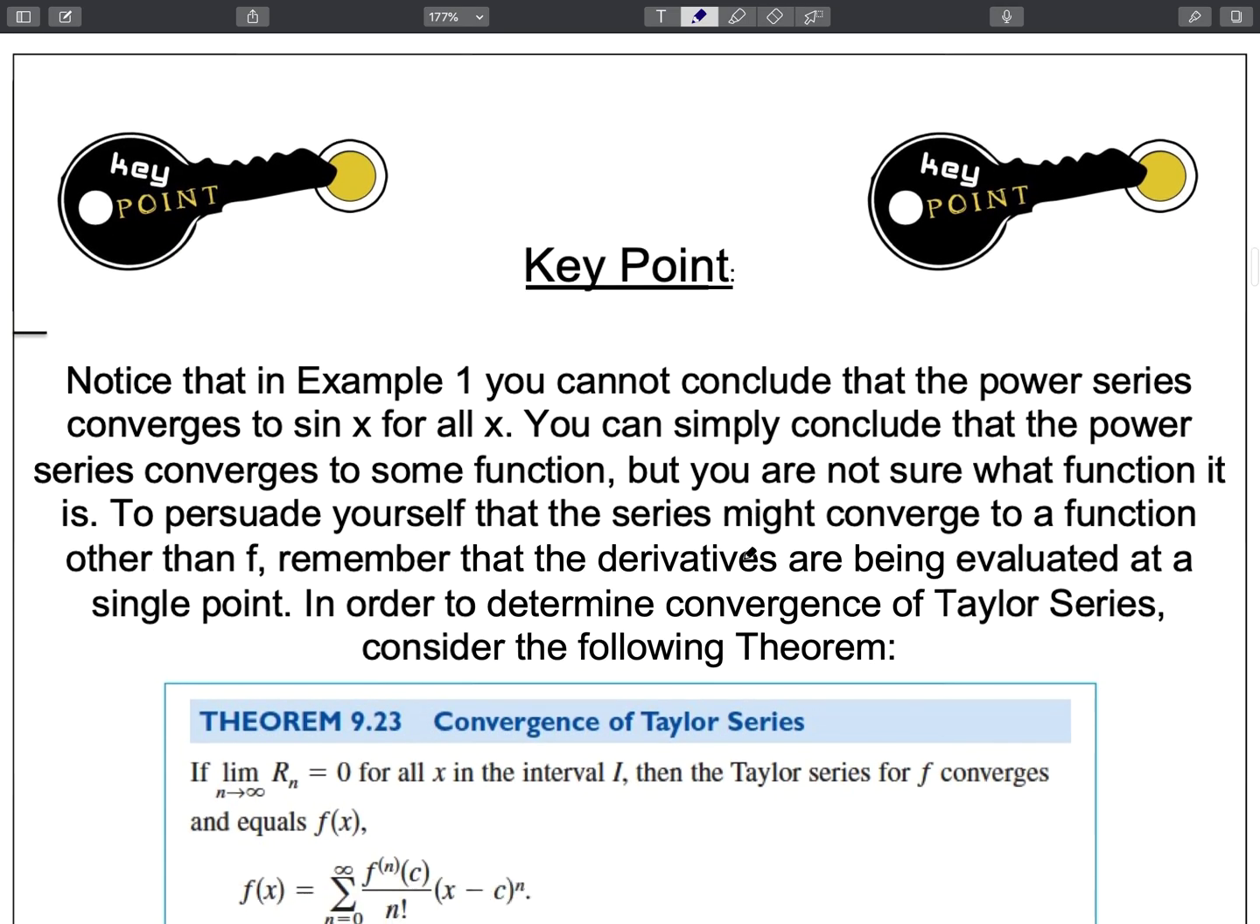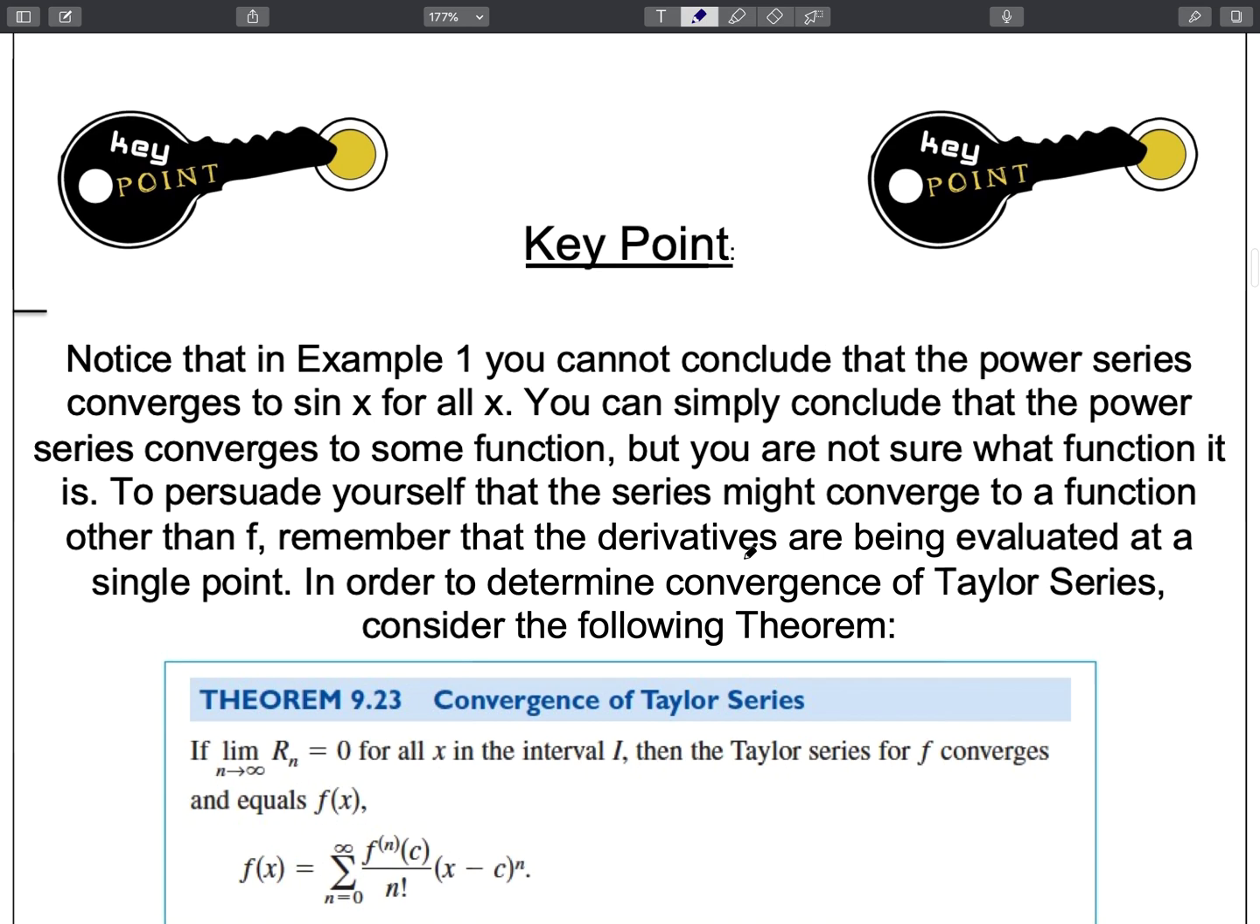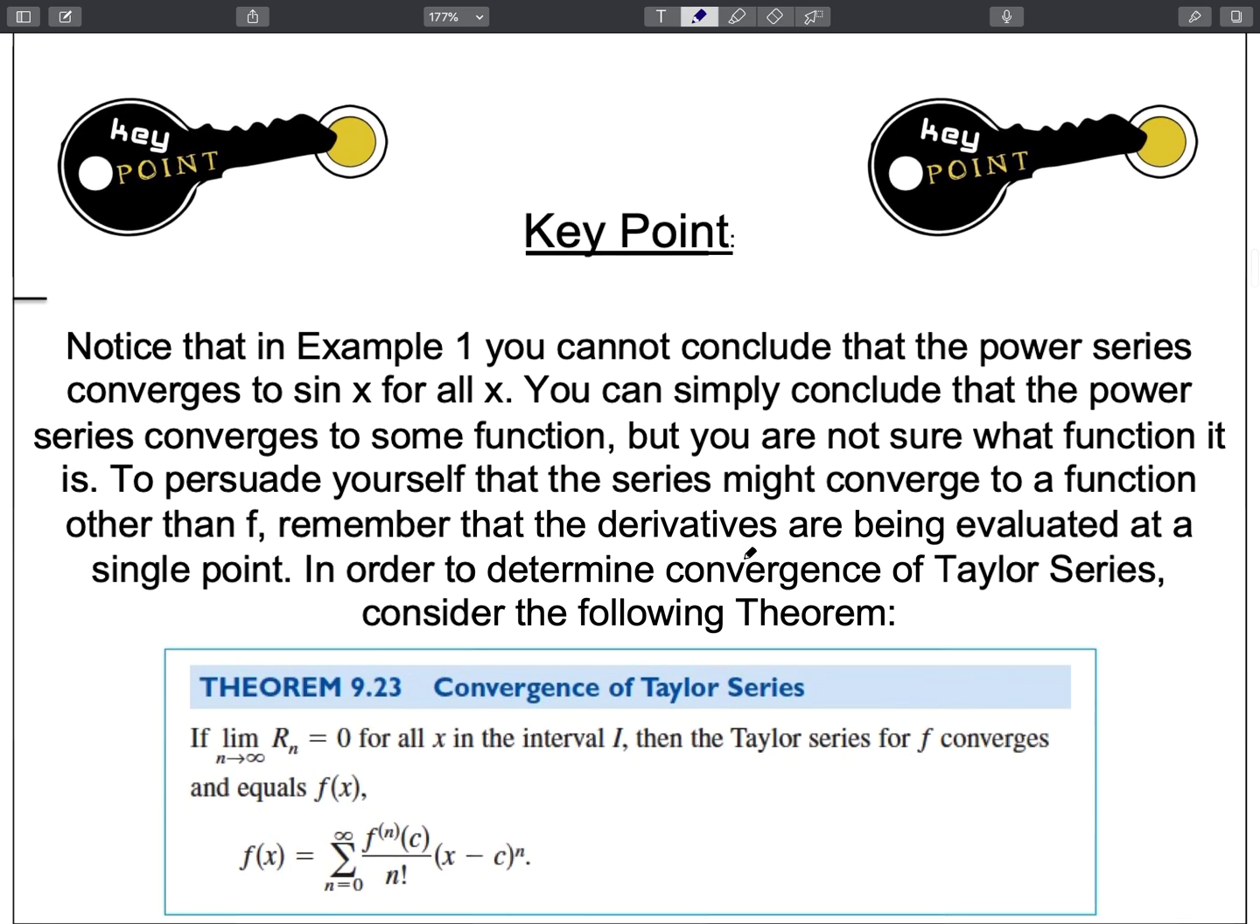So the next thing the book says is talk about the key points. And if you want, you could read that paragraph that's there. I kind of want to just look at the theorem. So theorem 9.23, convergence of a Taylor series. It says if the limit as n goes to infinity of r sub n is equal to 0.